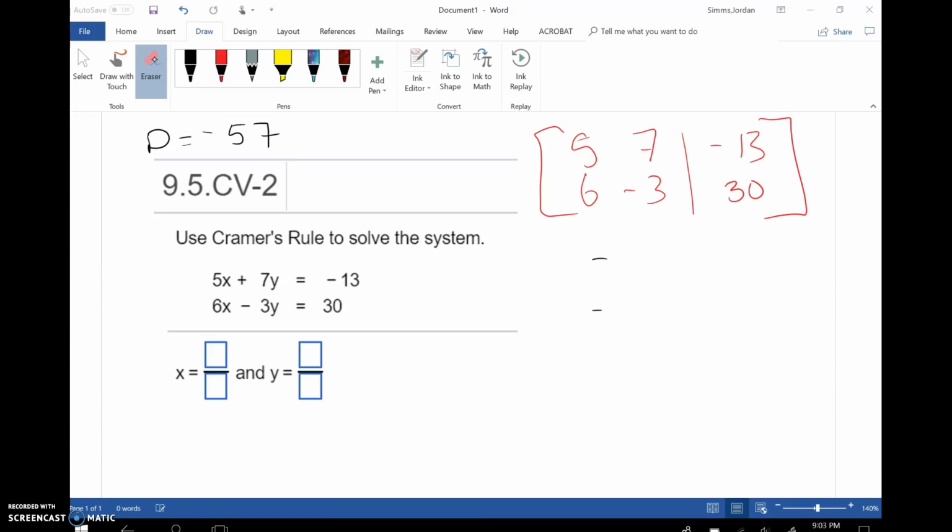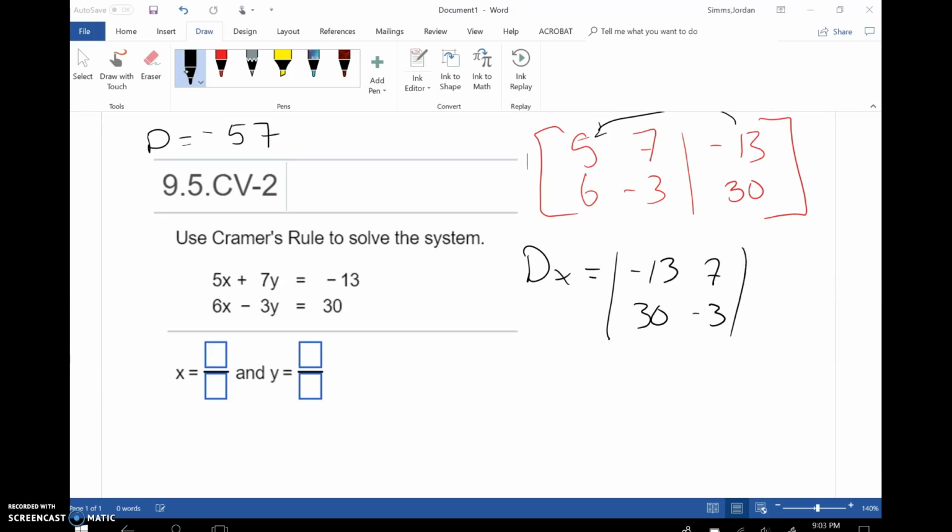I'm just going to erase this now to make some room. Then what we do is we're going to find dx. We're going to take the solution set and replace this column, because remember this is all the x variables, right? Our first column is all x's, and then we'll do the same thing. So that would be -13, 30, and we just keep the second column the same, 7 and -3. So that's like our little minor matrix here that we're going to figure out. Now again, we do the determinant. So that's the cross products, right? -13 times 3, that's going to be 39, positive 39, minus 30 times 7, that's going to be 210.